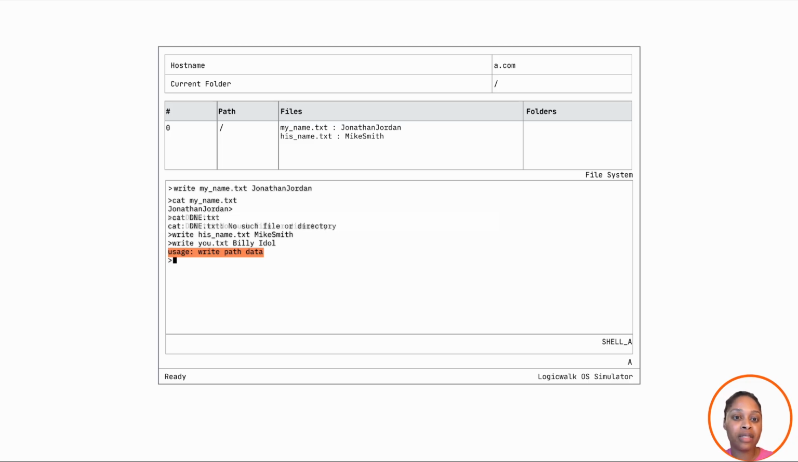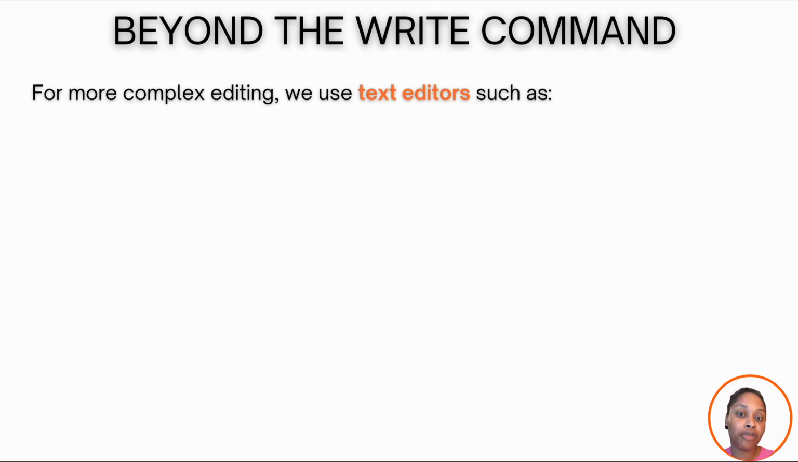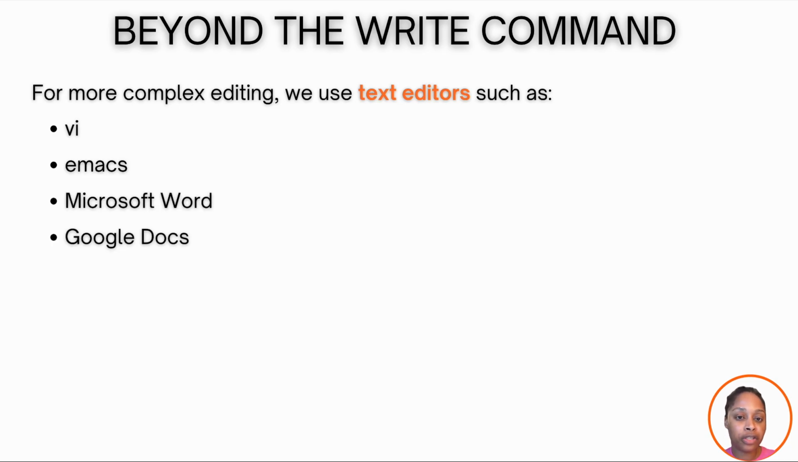To fix this, we can surround the text that includes spaces with double quotes. By using quotes, the shell treats everything inside them as a single argument. Watch what happens in the shell. We created a new file containing the text Billy Idol with the space included, and then used the cat command to print Billy Idol on the screen. The write command is fairly simple and not designed for more advanced tasks, such as creating multi-line files or editing existing ones. For those tasks, we use text editors like VI or Emacs. And in graphical operating systems, such as those on laptops or tablets, we rely on graphical text editors like Microsoft Word or Google Docs.